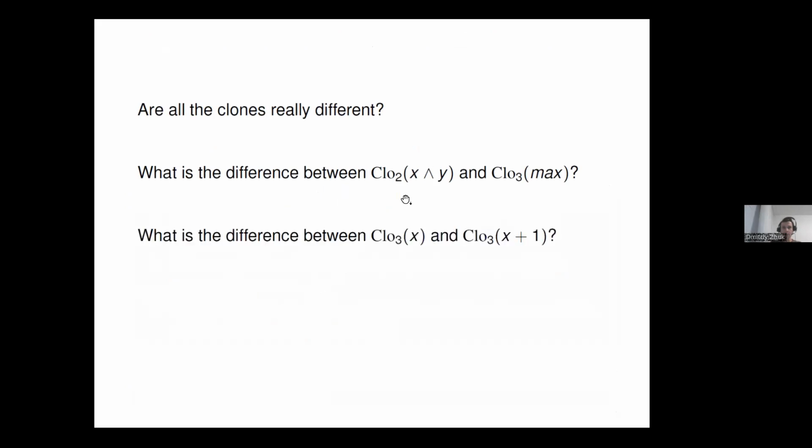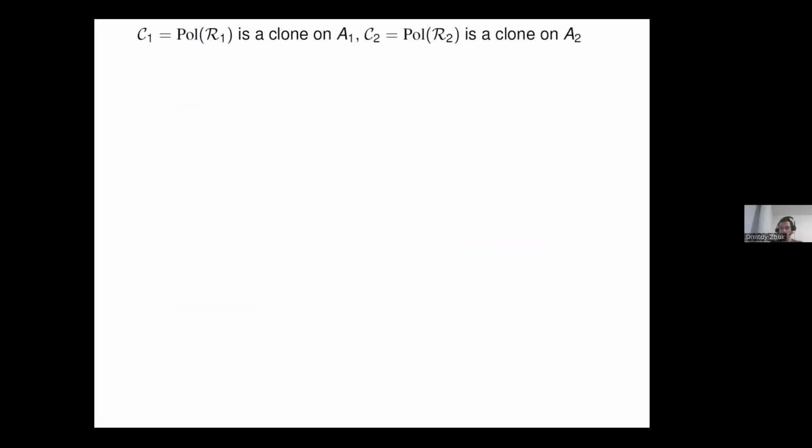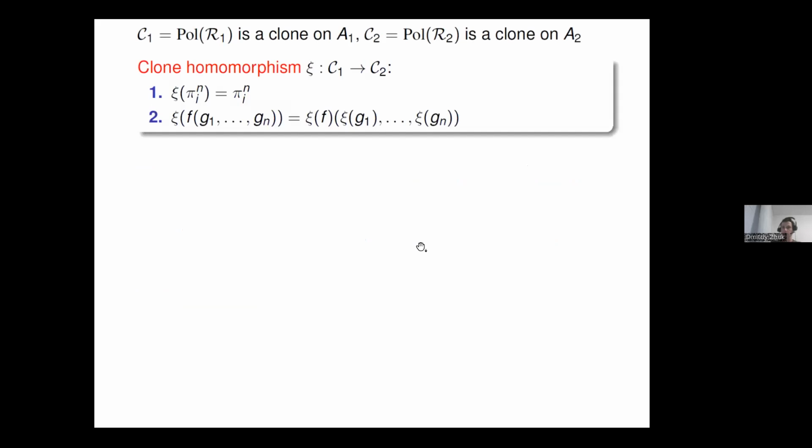And if you consider the clone generated by identity and the operation x+1, these two clones are also very similar. So the truth is that many clones are very similar, and if you want to describe all of them... okay, if you cannot describe all of them, then probably we can describe them modulo some equivalence relation. Okay, and what can it be? The most natural one is clone homomorphism.